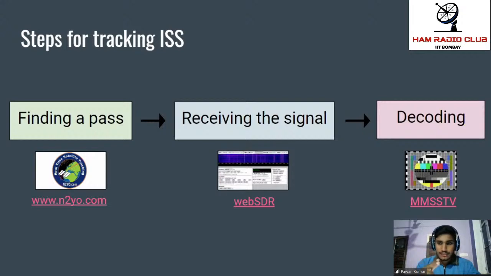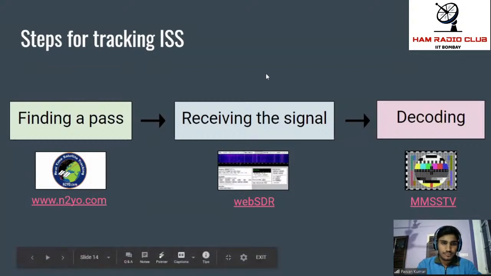Today we are going to receive the signal from the ISS. So we have to use the MMSSTV software. This is the software to decode the signal of the ISS. For different satellites, there are different decoding softwares. So this is all about the steps for tracking the ISS.